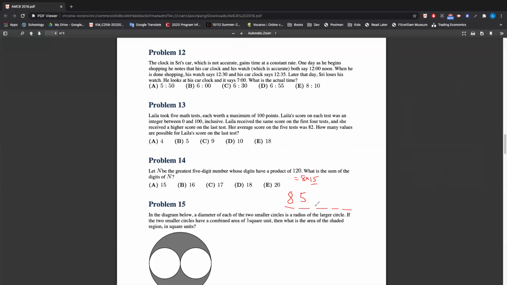Okay, so now the other 3 digits have to multiply to 3. Using the same logic, we would want to make this one 3. And then the last 2 digits multiply to 1, so there's just 1s. So we find the sum of the digits: 13, 16, 17, 18.